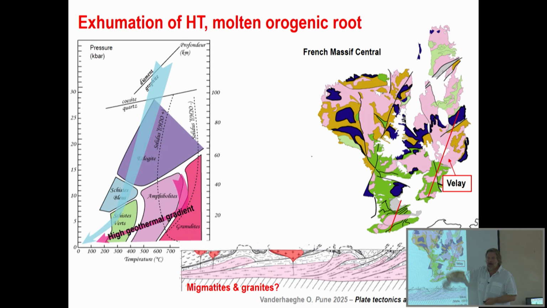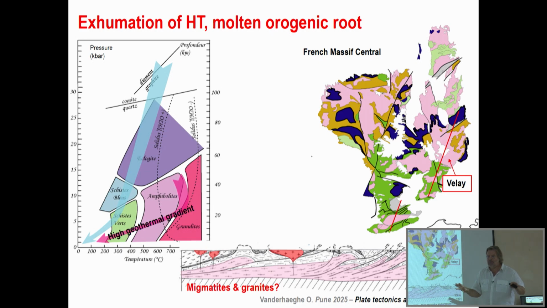And all the pink are migmatites and granite. It's half of the map. So you cannot avoid it. And it's the same in India, right? More than half of the maps are migmatites and granites or granulites.